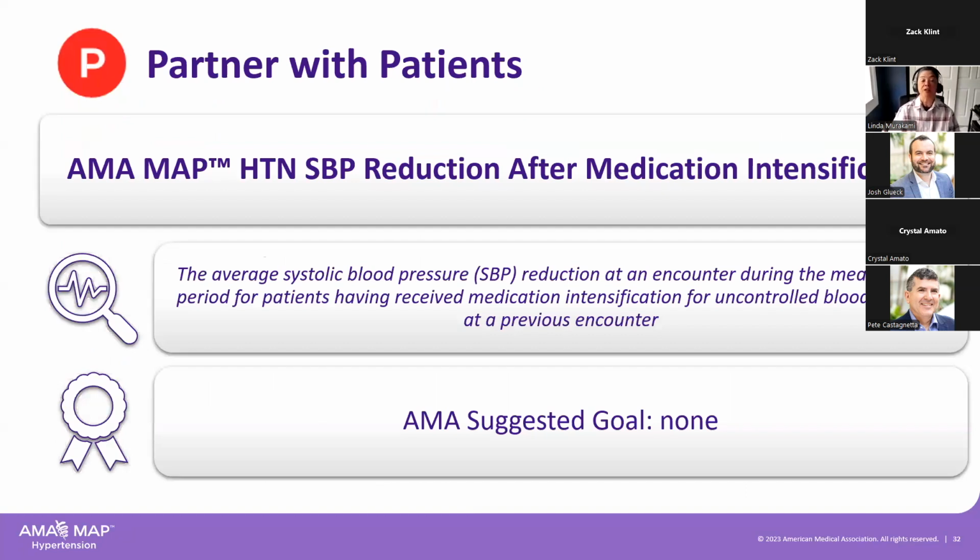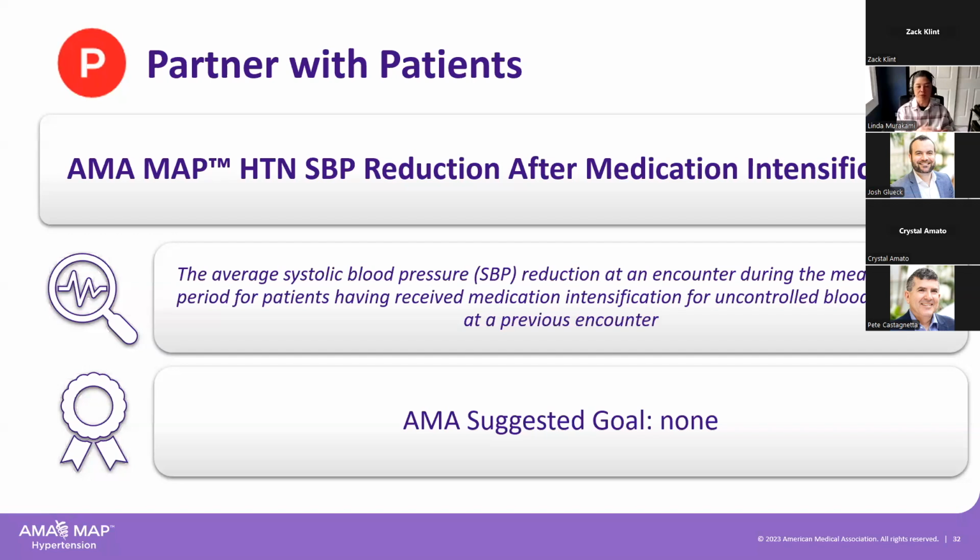So here's the systolic blood pressure reduction after a medication intensification. It's kind of hard to track how often patients are taking their meds. We can't see what they're doing. And so this measure tracks the average change of the systolic blood pressure after medication intensification, so after a medication has been added to the patient's regimen. And this helps show patient adherence of their medications and effectiveness of the medications prescribed. So if we see improvement in their blood pressure, we're going to assume that they're taking their medications as prescribed.